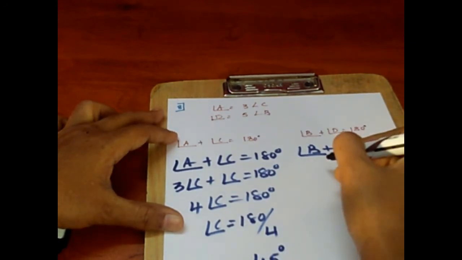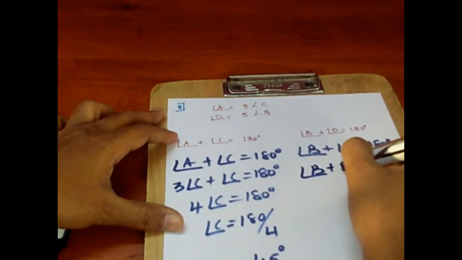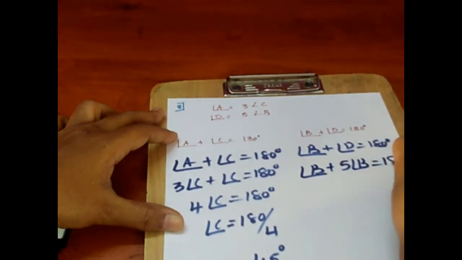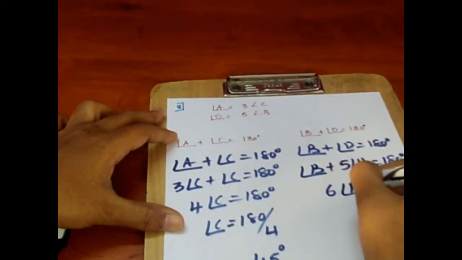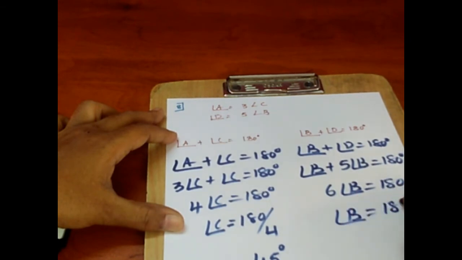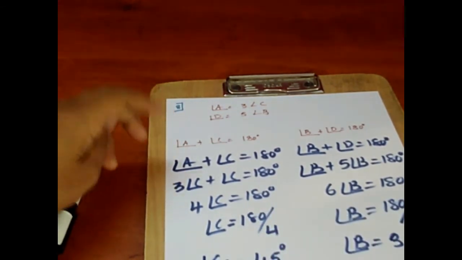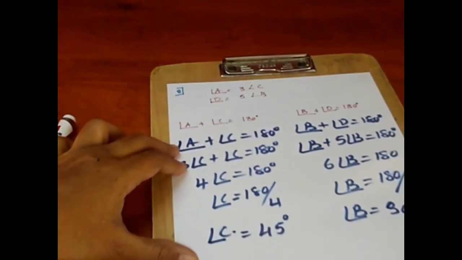In the similar manner, in the place of angle D, let me replace it by 5 times B, which is equal to 180 degree. 6 times angle B is equal to 180 degree. Angle B is equal to 180 by 6. Hence the measure of angle B is equal to 30 degree. So both the angles are calculated. One is angle C, other one is angle B.